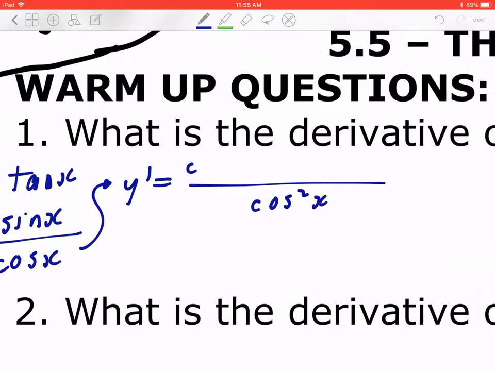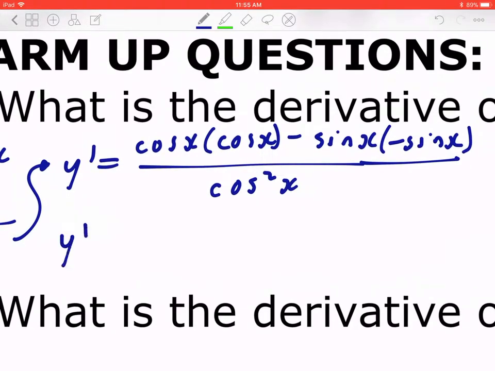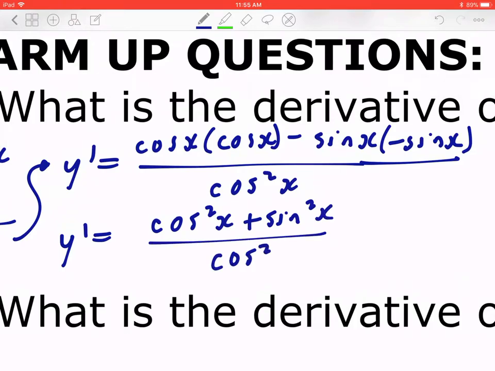Step 2, copy the bottom to the top. Step 3, you multiply by the derivative of sine x, which is cosine x, minus. Second last step, you copy the top, and you multiply by the derivative of the bottom, which is negative sine x. Now, y prime equals cosine squared x plus sine squared x divided by cosine squared x.